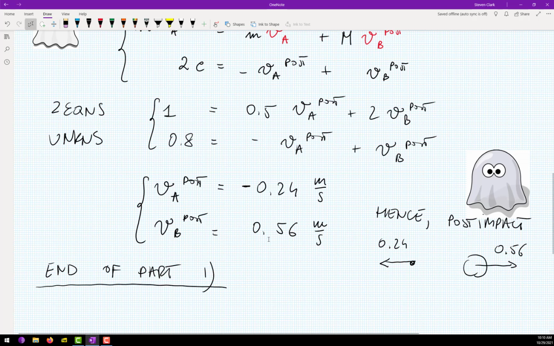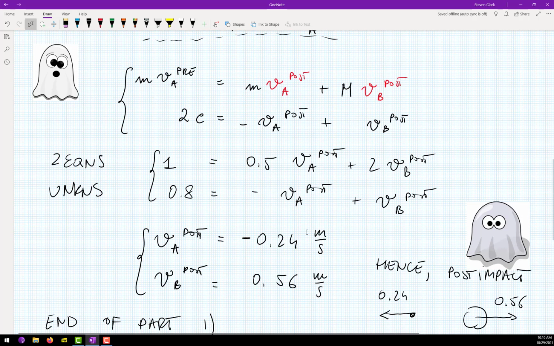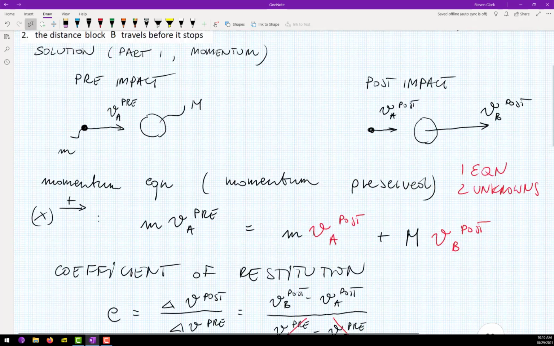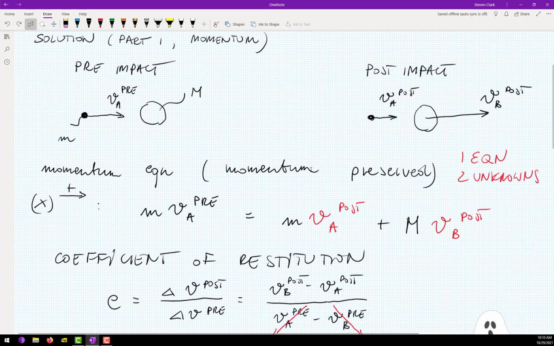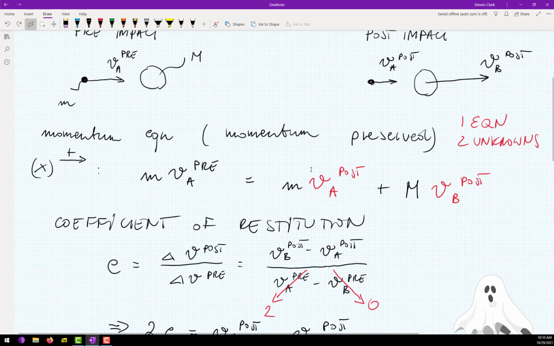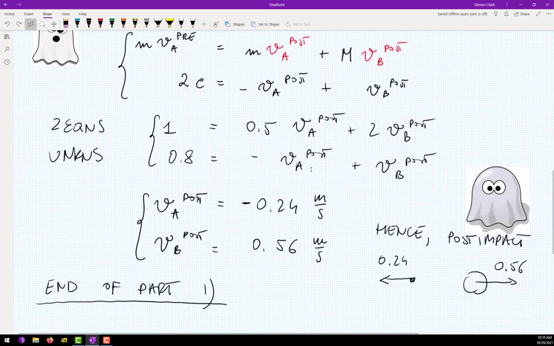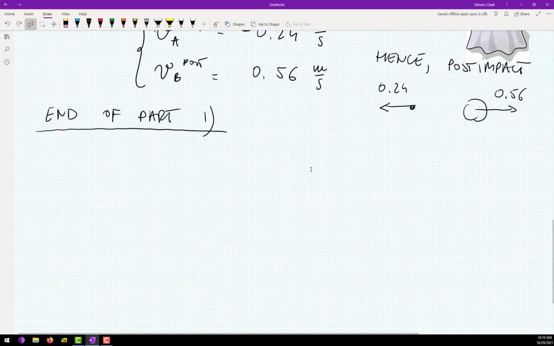Okay, guys, in such situations, when you have two bodies impacting, just go for the momentum equation and the coefficient of restitution equation. Okay? Any questions? No questions? Okay, awesome. Part B? Yeah, no part B. Part 2.